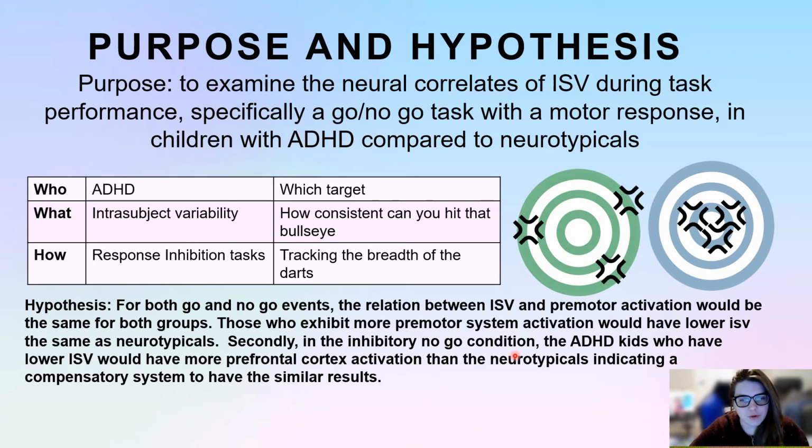Secondly, in the inhibitory no-go condition for the ADHD kids, if they have lower ISV, then they're also going to have more prefrontal cortex activation than the neurotypicals, indicating that they're compensating for it. So for ADHD people to change their results from this to that, the hypothesis is that they're doing it by having more activation in the prefrontal cortex instead.